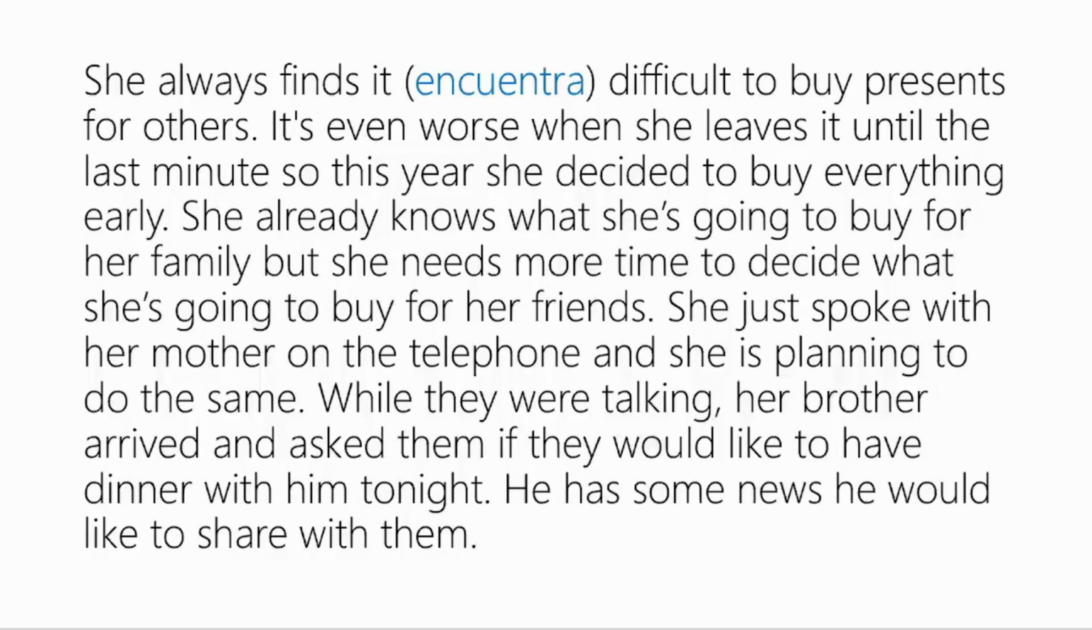She already knows what she's going to buy for her family, but she needs more time to decide what she's going to buy for her friends. She just spoke with her mother on the telephone and she is planning to do the same. While they were talking, her brother arrived and asked them if they would like to have dinner with him tonight, he has some news he would like to share with them. Pause and try to translate it.